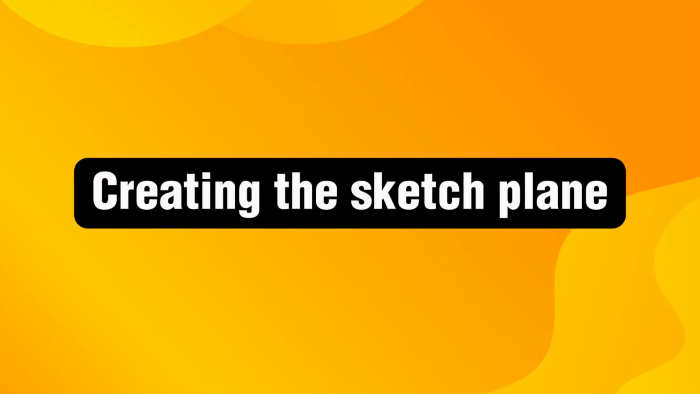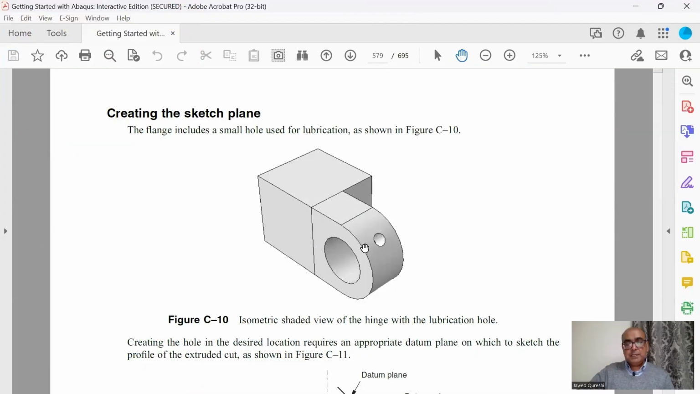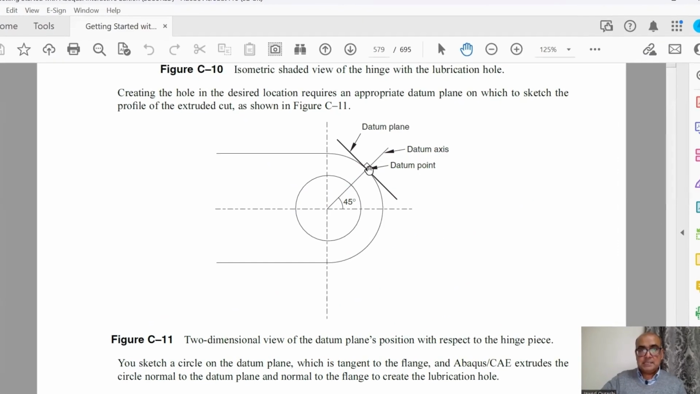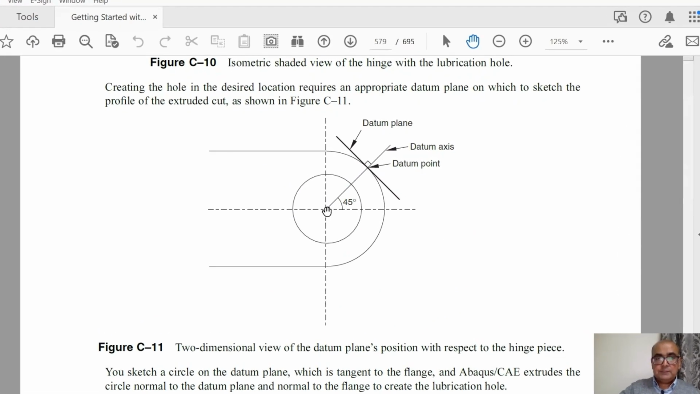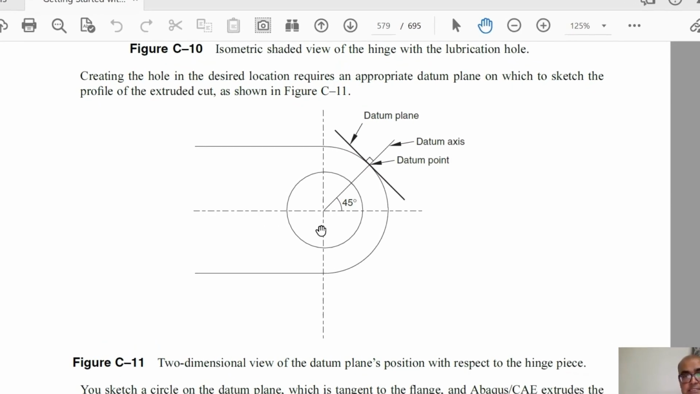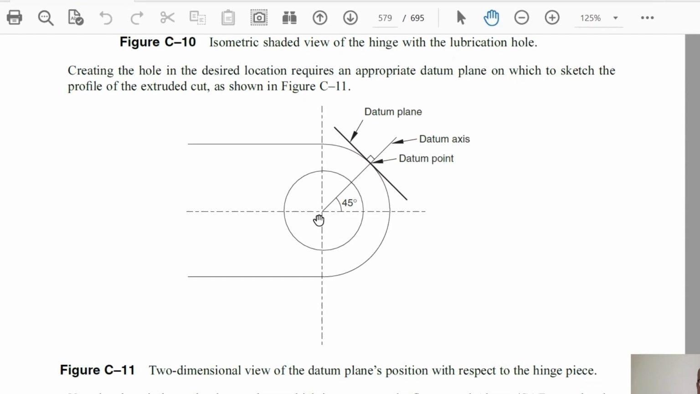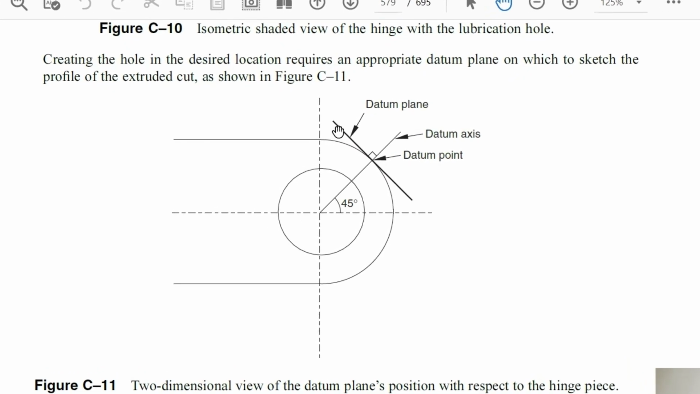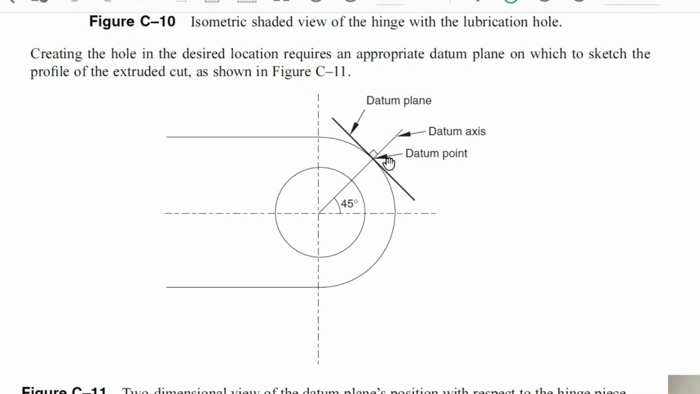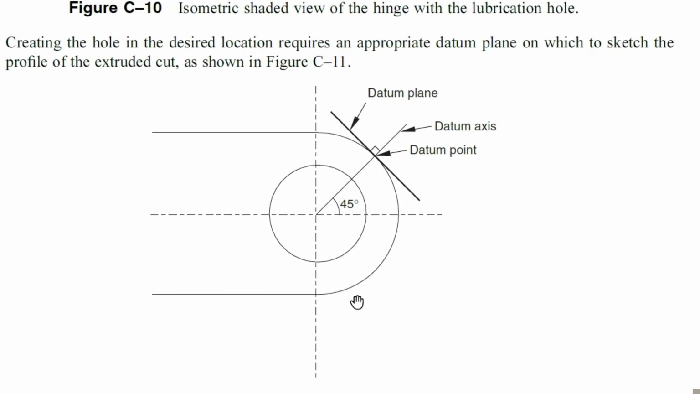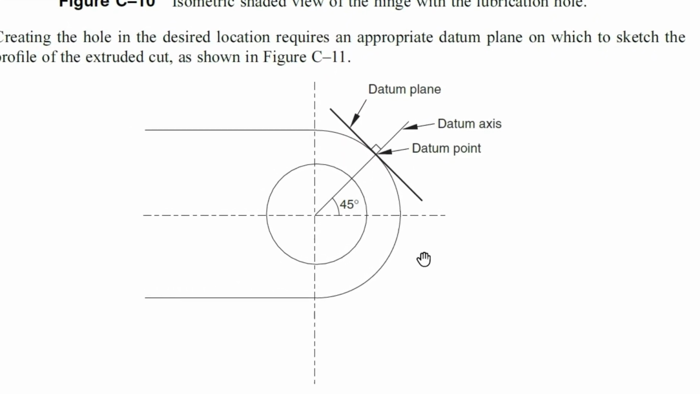Creating the sketch plane, which is needed to create lubrication hole. We will create three things. First, I want to create a datum point, which is at 45-degree angle from the center of the circle. Second, I want to create a datum axis, which passes through the center of the circle all the way through this datum point. And third, I want to create a datum plane, which passes through the datum point, and it is at 90 degrees to the datum axis. In that way, I'll be able to create this hole.